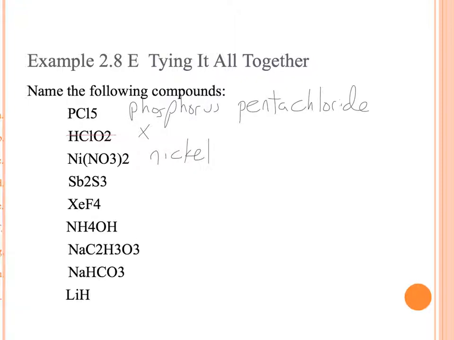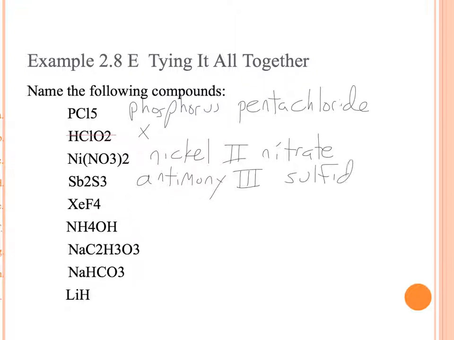Ni is nickel. Nickel needs a Roman numeral. This is nickel 2 nitrate. Sb2S3. Sb, a lesser known metal, antimony, does need a Roman numeral. Antimony 3 sulfide, because each sulfur is -2. Gives you a +6, -6 balance.